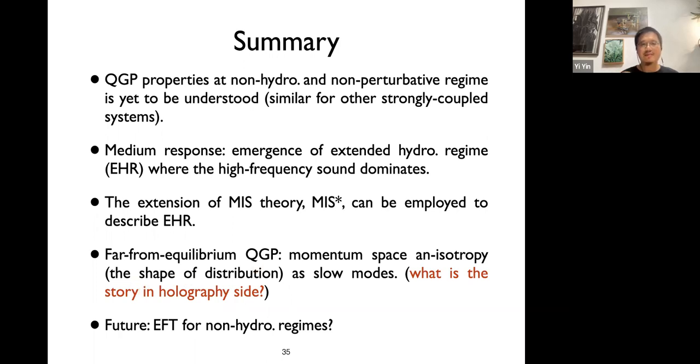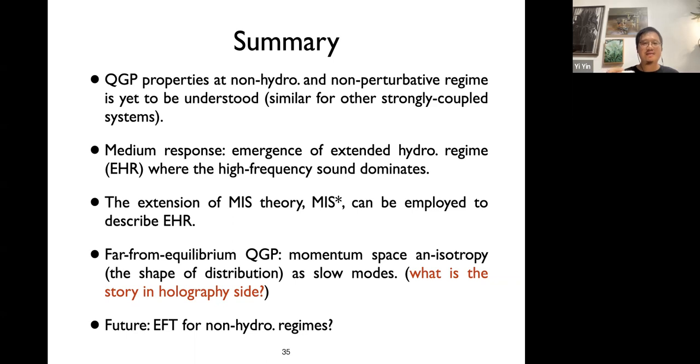Finally, I talked about the far from equilibrium QGP. We see that the momentum space anisotropy, which is not usually thought of as a hydrodynamic degree of freedom, may be interpreted as a slow mode in far from equilibrium settings. Our discussion is based on kinetic theories. I'm really curious to know whether similar stories could happen from the holographic side.